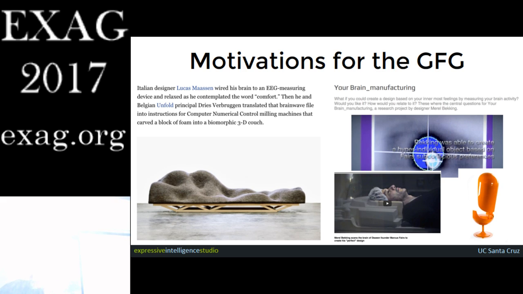So I wanted to start with this example because I found this on the internet and it was just so unbelievably dorky. So these are two examples of, the one on the left is somebody who has scanned their brain while contemplating the word comfort, and then made a couch out of those brain scans. The one on the right is somebody who scans somebody else's brain while having them think about different colors and shapes to identify what they would like in a chair, and then use that to design a chair. And the guy, for the record, decided that he hated the chair that was designed.